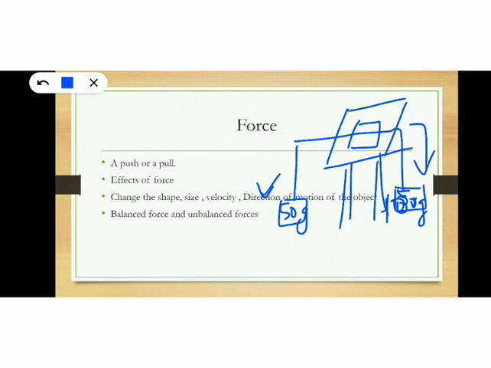So only unbalanced force can bring some change or some effect on an object. It's an important concept regarding balanced and unbalanced forces. Balanced force does not bring any effect on the object, but unbalanced force will bring some effect on the object.